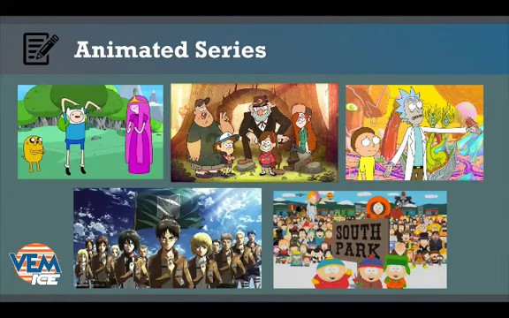So an animated series is a TV show produced by photographing a series of gradually changing drawings, which give the illusion of movement when the series is projected rapidly. Animated series can be for kids, can be for adults, can be for anybody. This includes Adventure Time, Gravity Falls, Rick and Morty, Attack on Titan, or South Park.